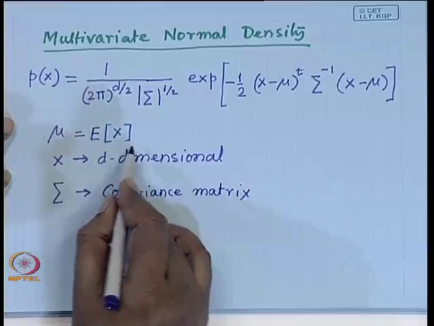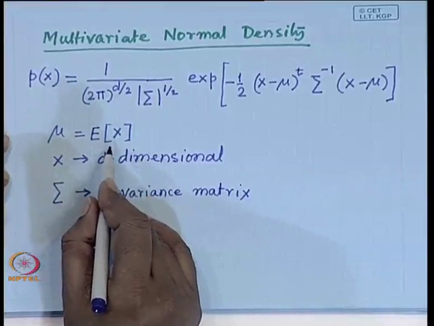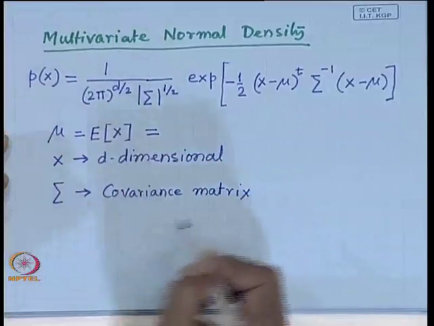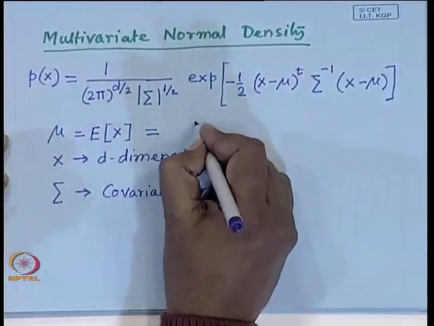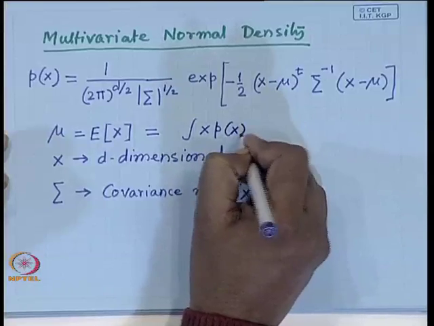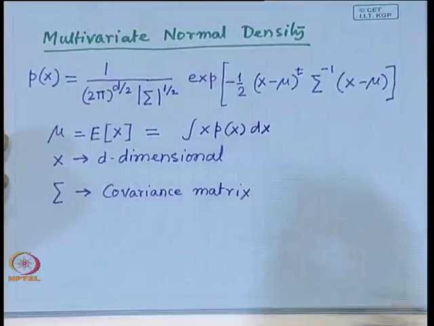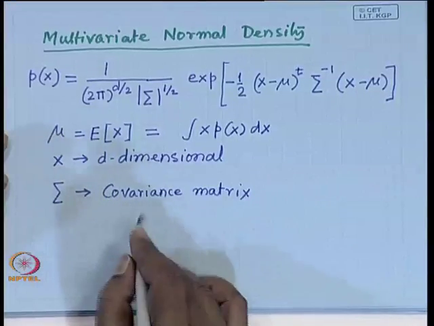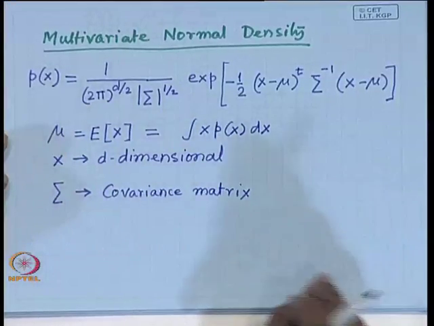So, mu is the expectation value of x. As in the single variable case, we can write this as the integral of x p(x) dx. And the covariance matrix is the expectation value of the covariance of the different components.